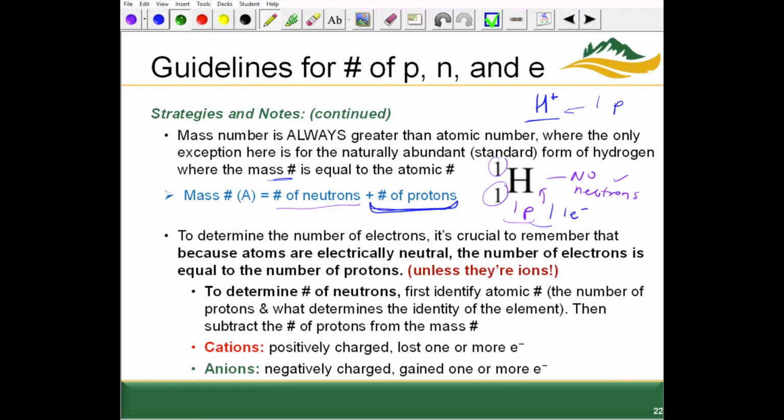Next, for the number of electrons, like we just talked about, for neutral atoms, it will be the same number of protons and the same number of electrons. So number of electrons is equal to the number of protons for a neutral atom. Then, as we just learned, cations have lost one or more electrons, so we need to take that into account. They will be positively charged. Anions are negatively charged, meaning they have gained one or more additional electrons compared to the neutral form of the element or of the atom.